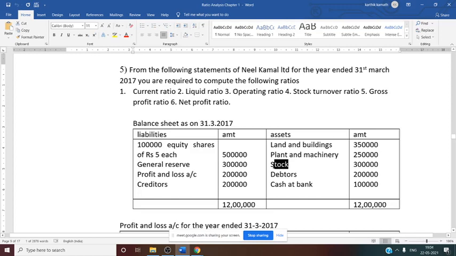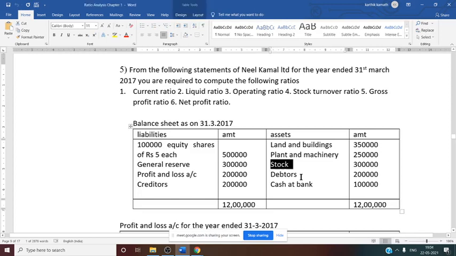Debtor is also a current asset. So debtor is a current asset. Then cash at bank, it is also a current asset. So all the asset side information we have discussed now.